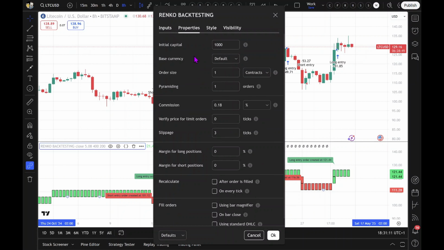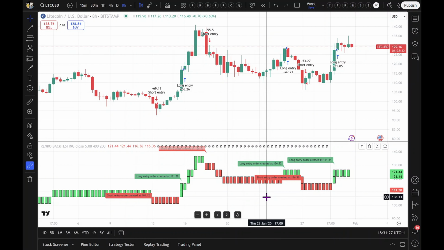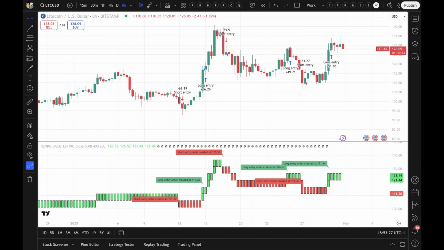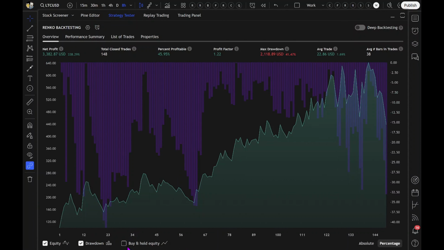And in the properties we can see that the initial capital is $1,000. The commission is 0.18% per trade, and that we have a slippage of 3 ticks, that is to say, 3 cents for this financial asset. We then press OK, and we have our Renko strategy, which is ready to be backtested. So let's open the Strategy Tester tab to have access to the performance of the strategy since 2020 until today.